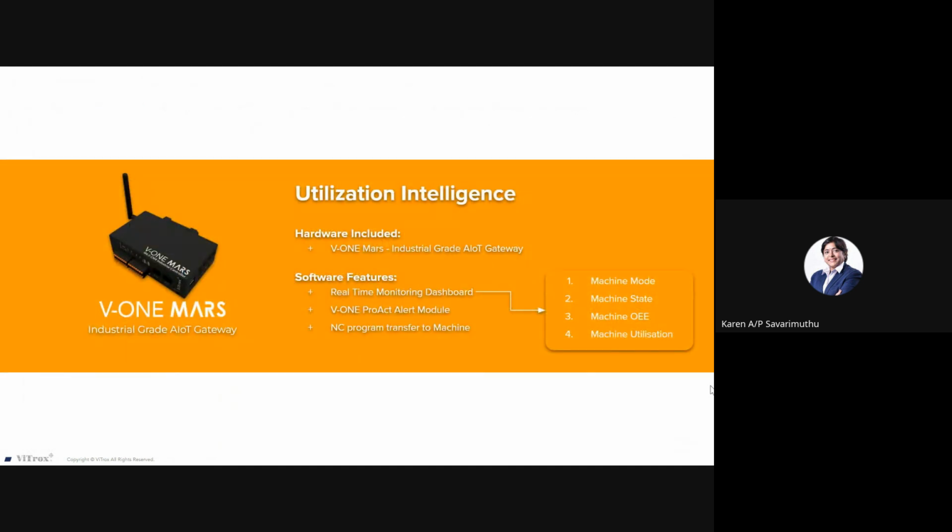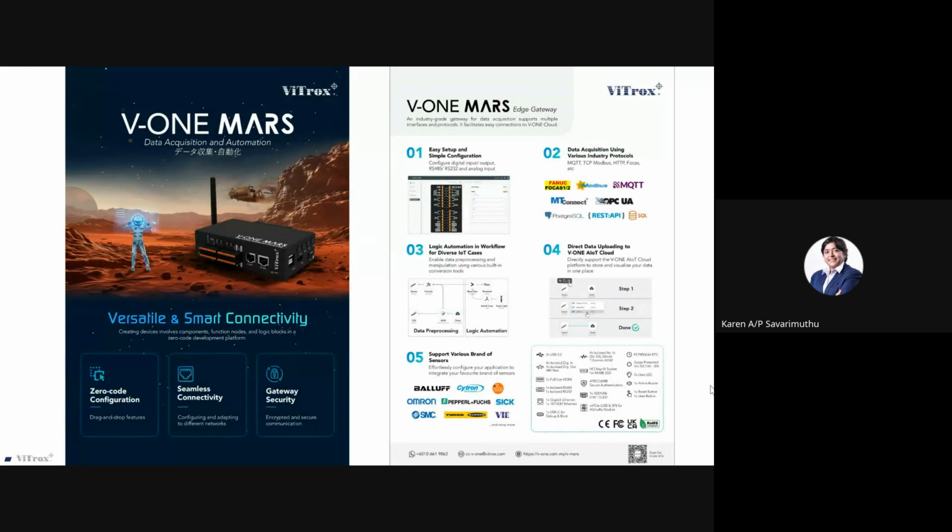So when we talk about utilization intelligence, V1 Must is here to help you out. What V1 Must does is it provides versatile and smart connectivity, because many times when you want to connect to a certain product or equipment in the manufacturing industry, you have a lot of protocols. Some machineries will have a lot of restrictions. Oh, you cannot connect it to this particular protocol. You cannot do that. There's a lot of restriction because these machines are very expensive. It can be 500,000 and above.